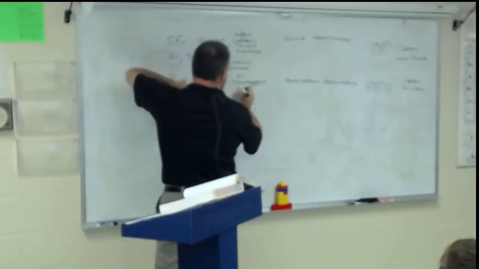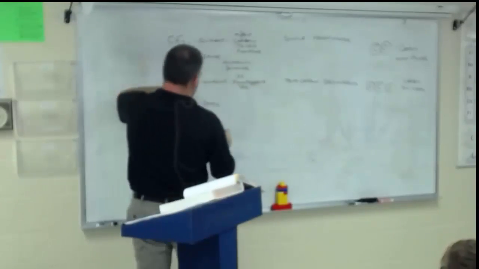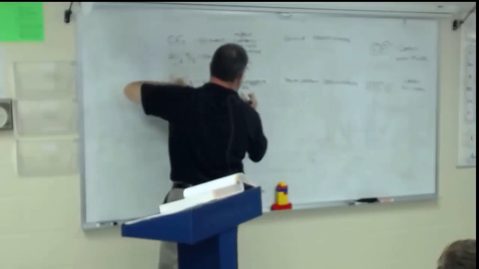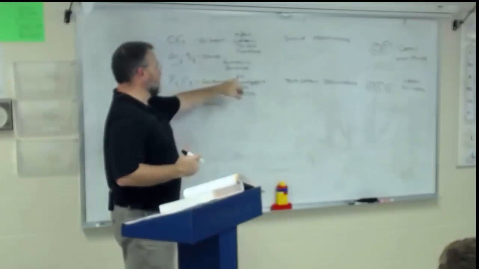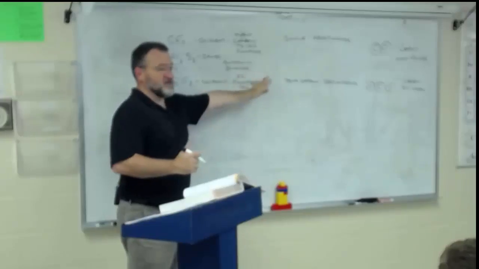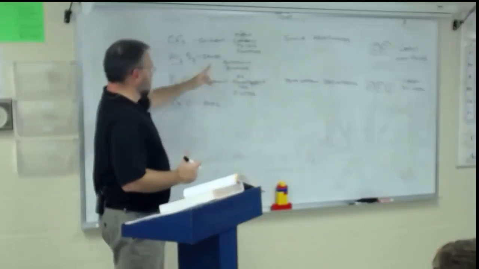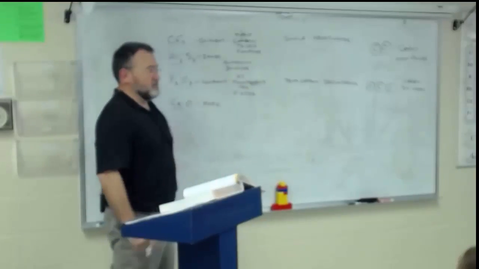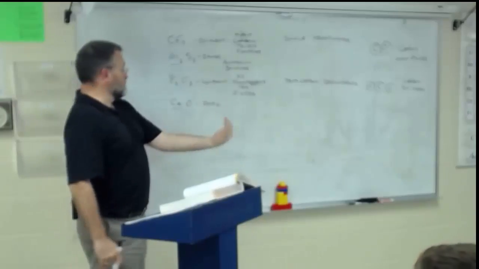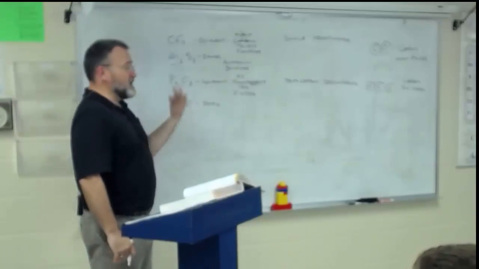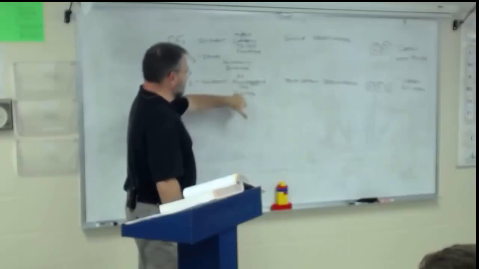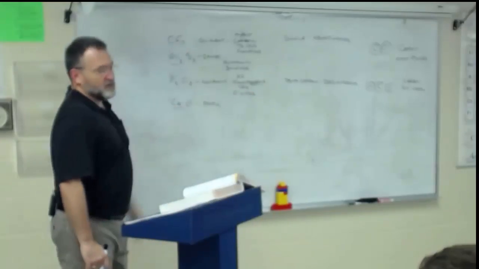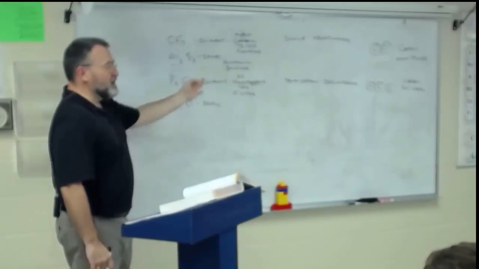Subscript 3, tri, oxygen with its "ide" name. Look at my first, is it a mono? No, so it stays. It has to stay. This is diphosphorus trioxide. If I gave you, write the chemical formula for diphosphorus trioxide, you would write, okay, phosphorus with a subscript 2, oxygen with a subscript 3. There's my molecule. Diphosphorus trioxide.